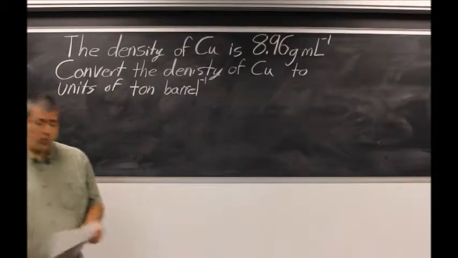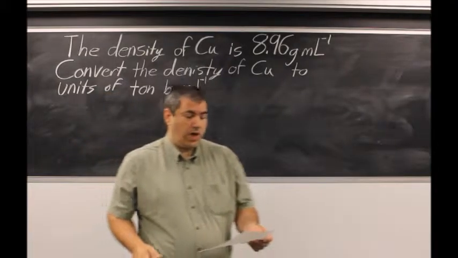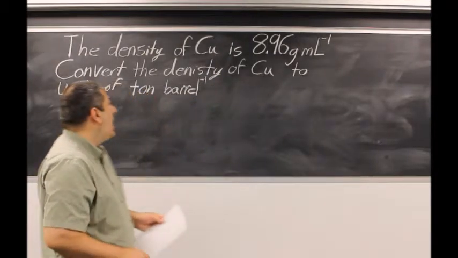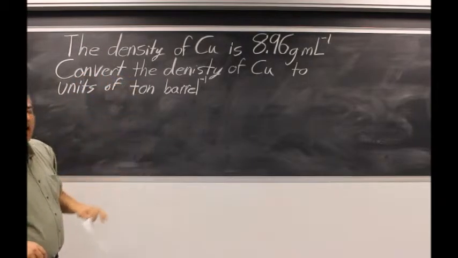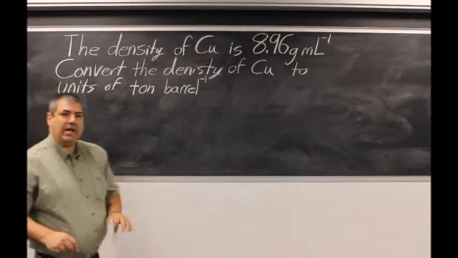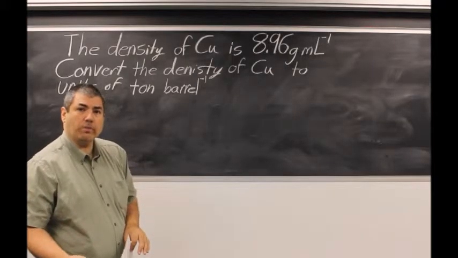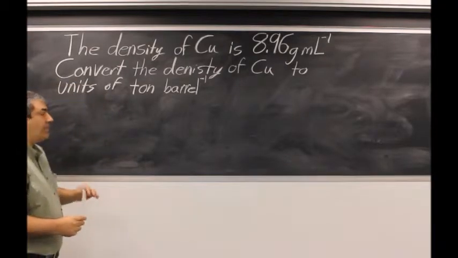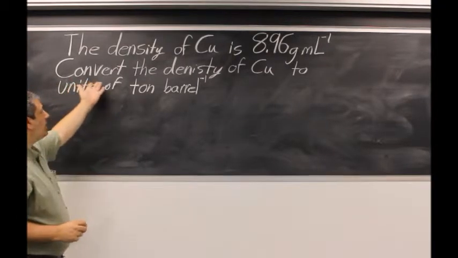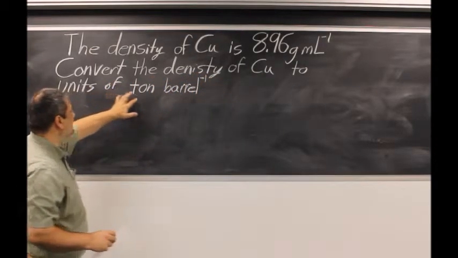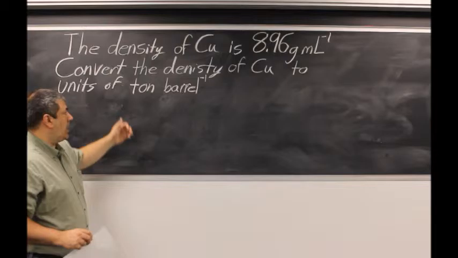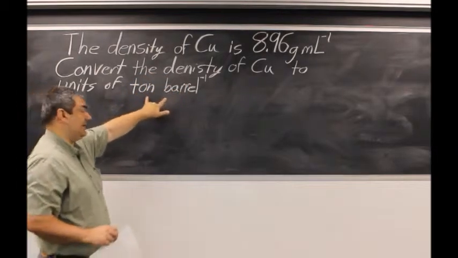I'm going to work through problem number 2 of the first quiz. In this problem, you were given the density of copper is 8.96 grams per milliliter. And the question was, how can we convert this density to units of ton per barrel? Metric system, English system.